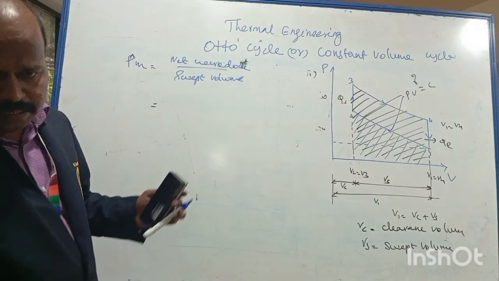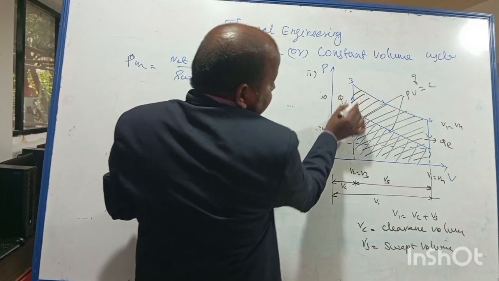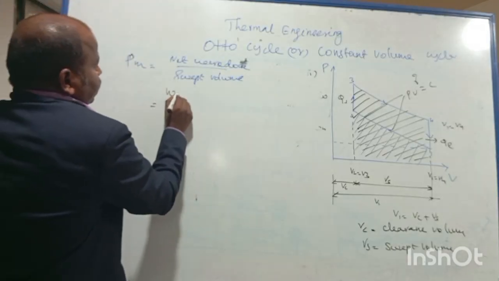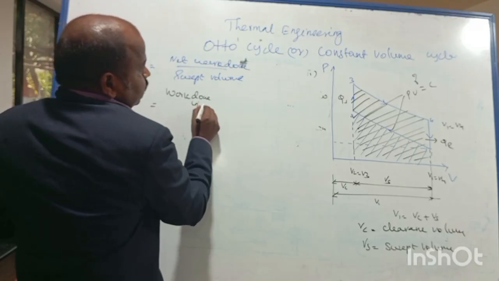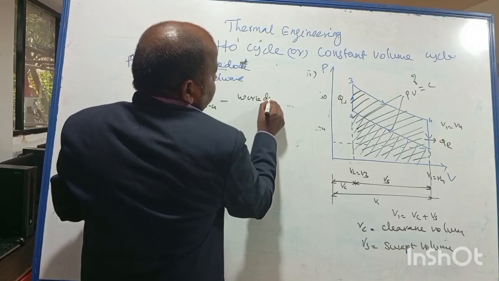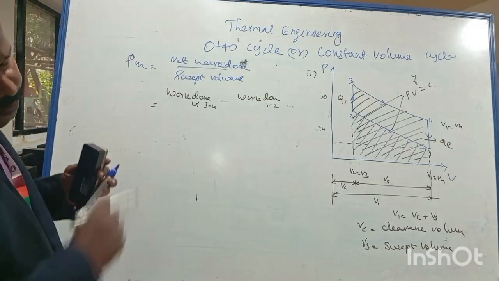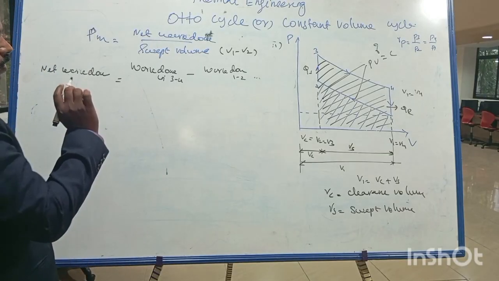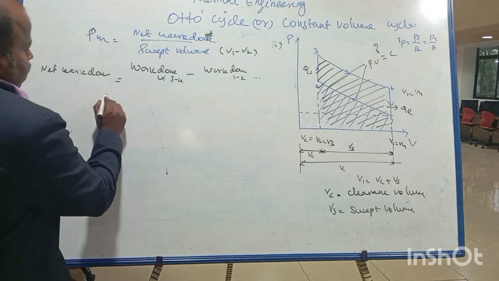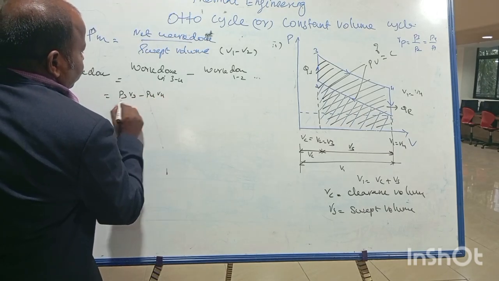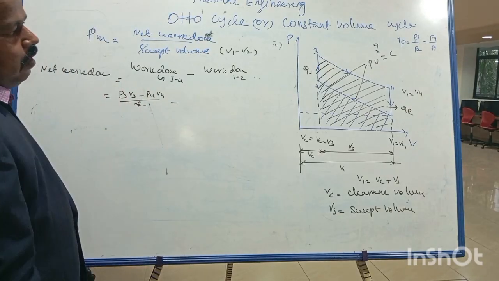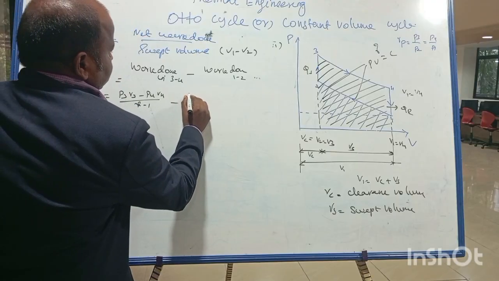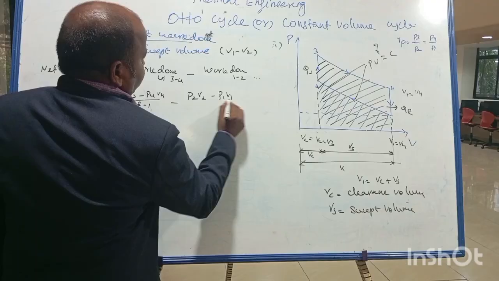Now if you want to get the net work done, I am going to subtract the work done during 1 to 2 from the work done during 3 to 4. That is, work done in 3 to 4 minus work done in 1 to 2. You know very well that 1 to 2 and 3 to 4 are adiabatic processes. So now I am going to write the formula for work done during process 3 to 4. 3 to 4 is adiabatic expansion, that is P3 V3 minus P4 V4 divided by gamma minus 1, minus the work done during process 1 to 2, that is adiabatic compression, which I am going to write as P2 V2 minus P1 V1 divided by gamma minus 1.